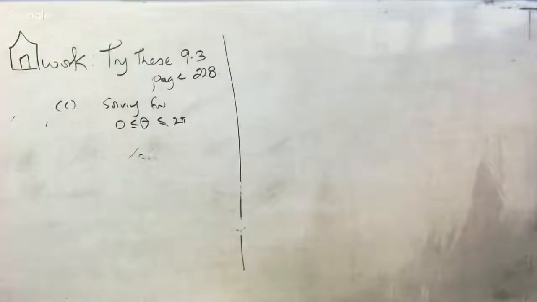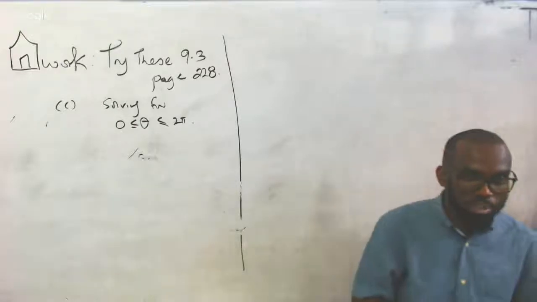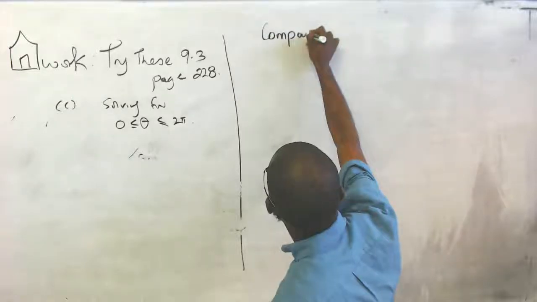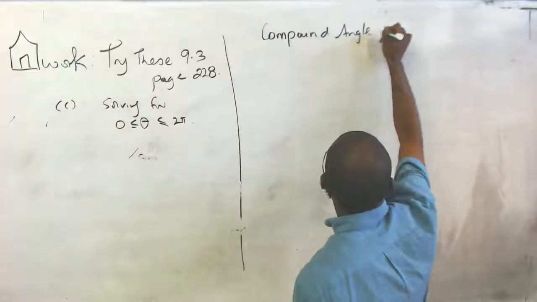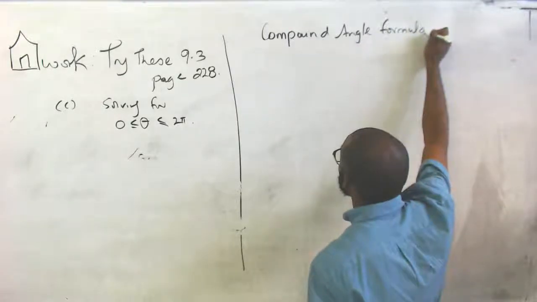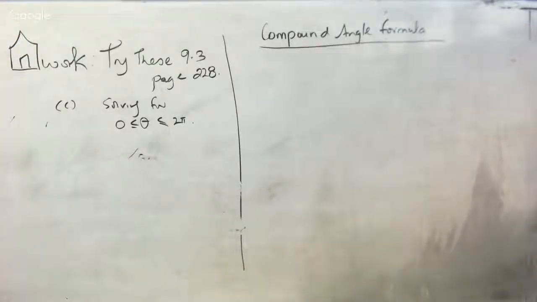So the first identity we have learned so far is sine squared plus cosine squared equals 1. That's the main one, and then you can derive other stuff from it. The next thing that we're going to be learning is the compound angle formula. Compound angle formula is very, very important, because we're going to use it for all the other topics going forward.